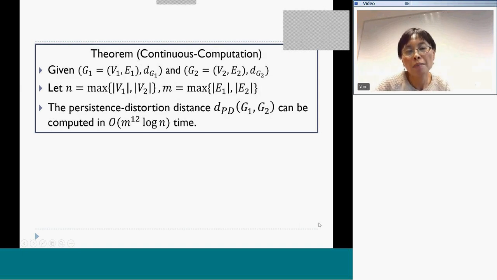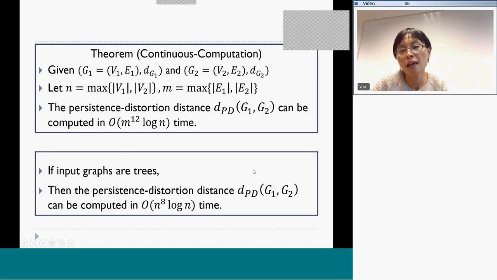Okay. So the result that we have is that this continuous persistent distortion distance can actually be computed in polynomial time directly, in m to the power of 12 times log n, where m is the total number of edges and n is the total number of nodes in the input graphs. For trees, the time complexity can be improved to n to the 8th times log n. This is a polynomial time, but this is a pretty large polynomial.